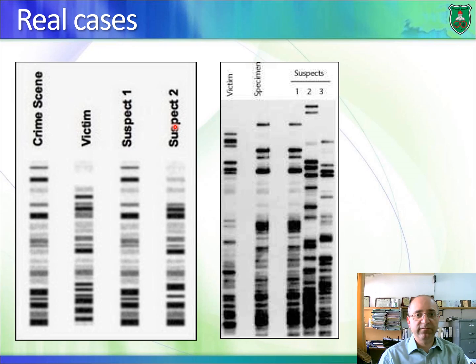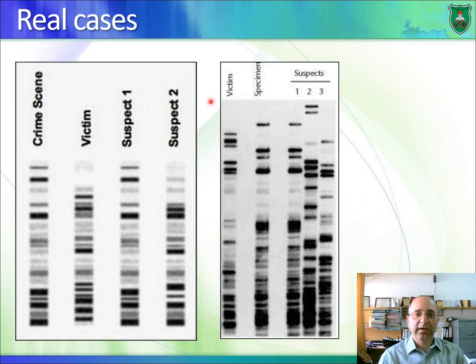Now, if you look at this individual right here, although there are some similarities, the stains are really different. This one, for example, doesn't exist in the blood stain or the DNA taken from the crime scene. So you can say that probably suspect 2 is not the true murderer, it's probably suspect 1.